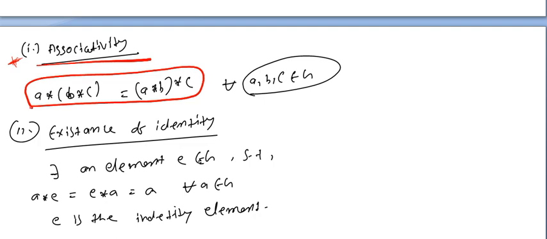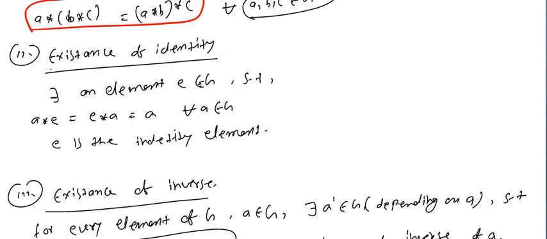Clear? That is, A star (B star C) is equal to (A star B) star C for all A, B, C belongs to G. And the second condition is existence of identity. That is, there always exists an element E in the set G such that A star E is equal to E star A is equal to A for all A belongs to G, and E is called the identity element.